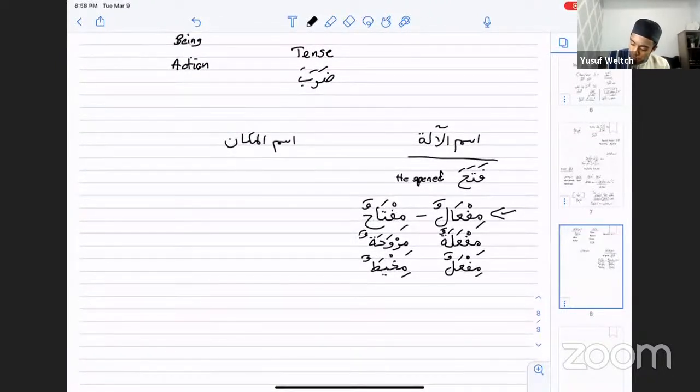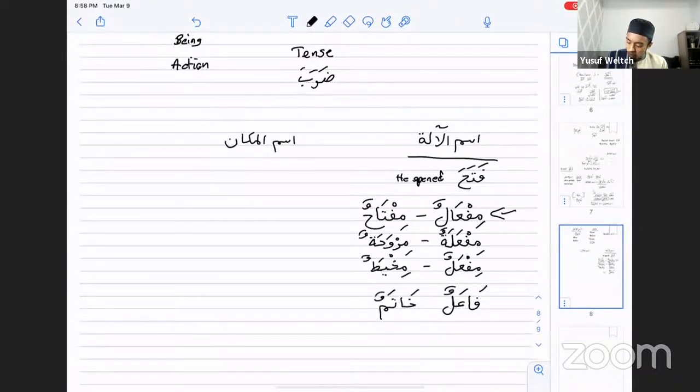There is one other, which is not as common, which is fa'alun. The word khatam is the name of the Prophet ﷺ, which means a seal. It's actually the name for a ring which was used to make a stamp onto something. It's called a khatam, a seal. So the Prophet is khatamun nabiyyin. He's the tool by which Allah sealed prophethood. So he's the seal of prophethood.